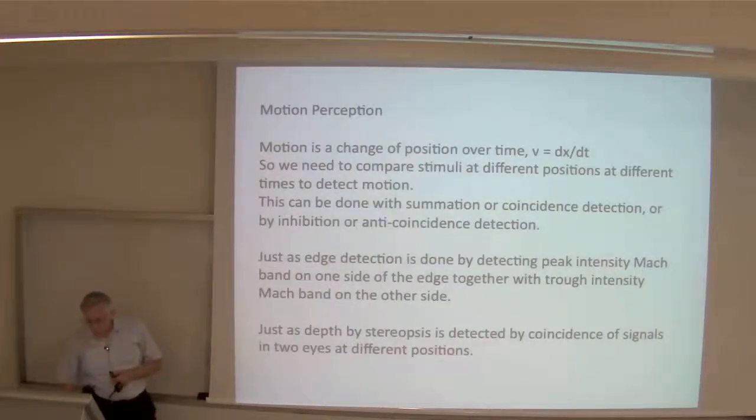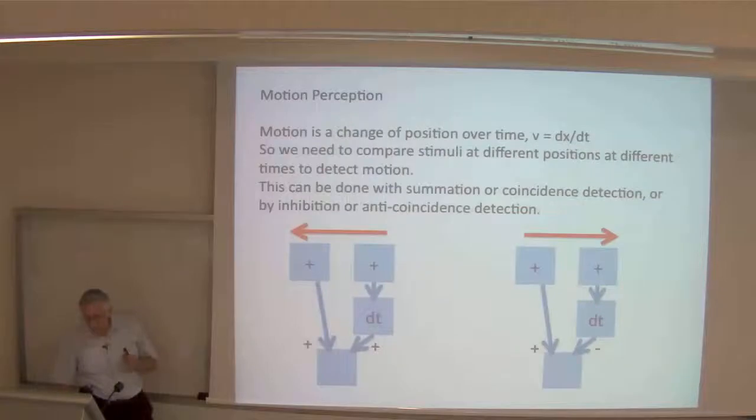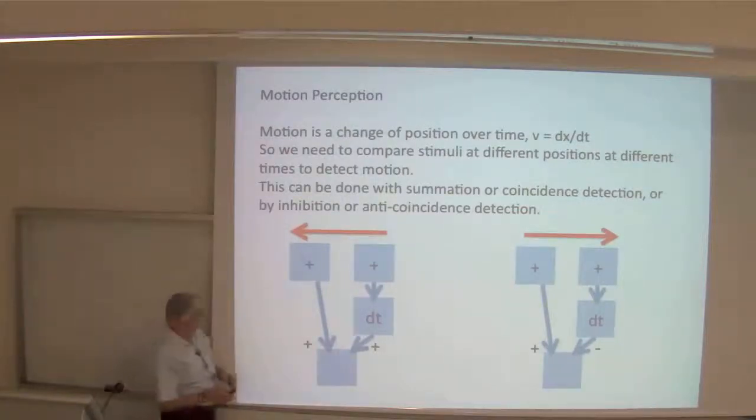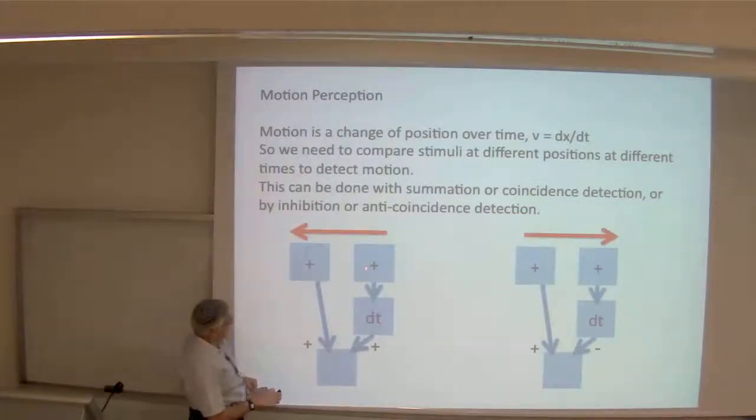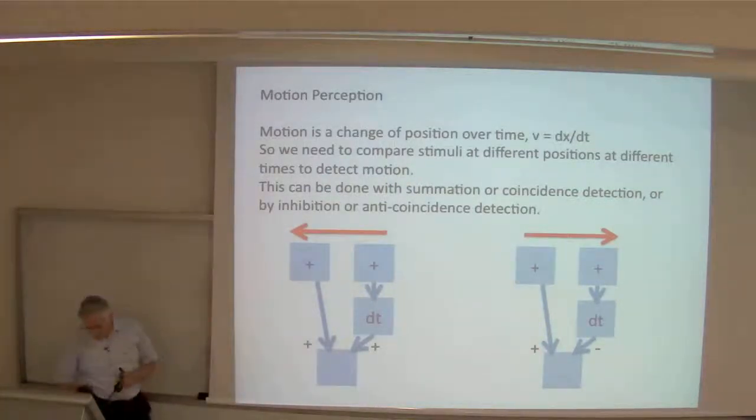Okay. Motion perception. We mentioned motion perception last time, right? And we just said there are two ways of judging motion. One is by having the two signals with a delay summing, and the other with the two signals with a delay subtracting. The coincidence detector or the anti-coincidence detector. And we said that both exist. And we want to expand today a little bit about motion perception.